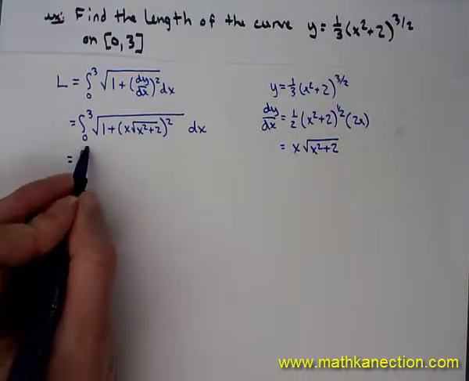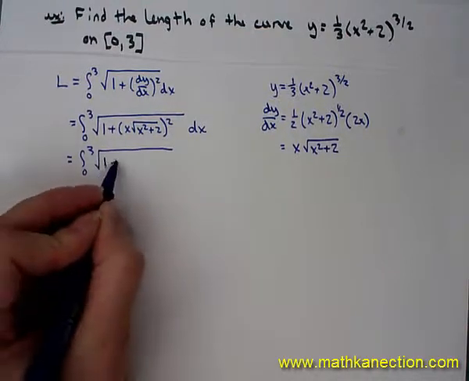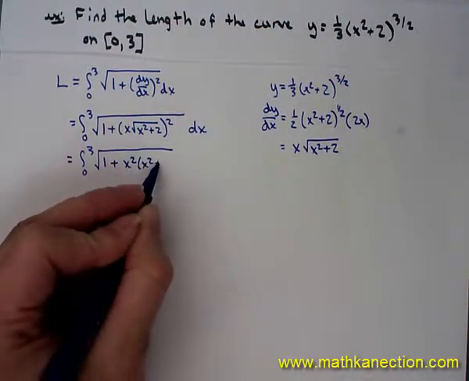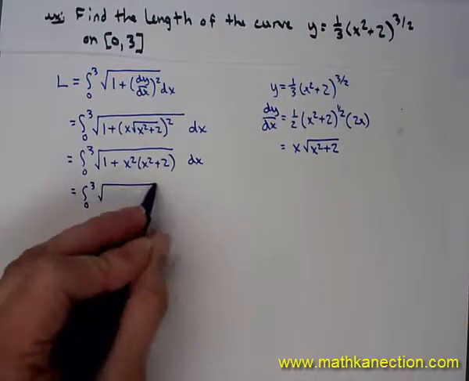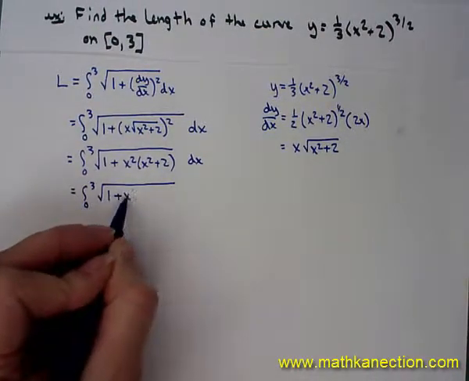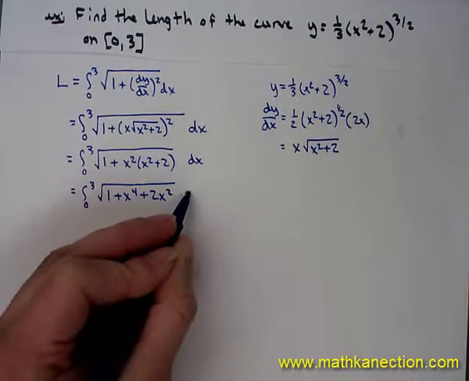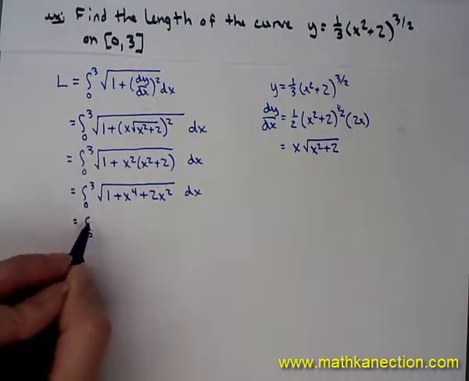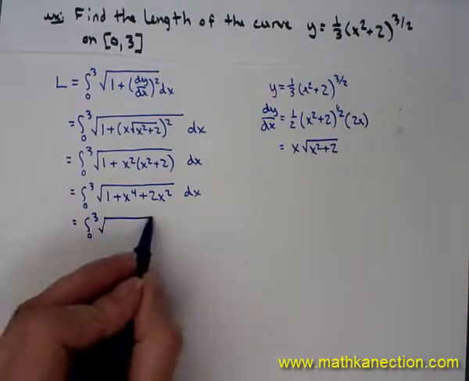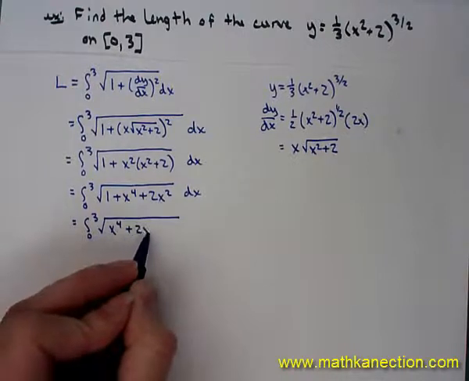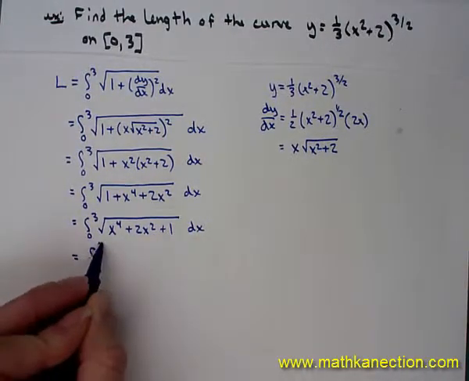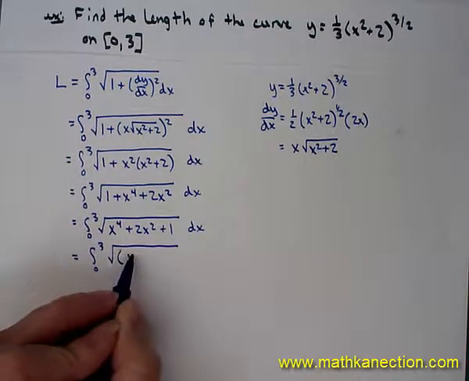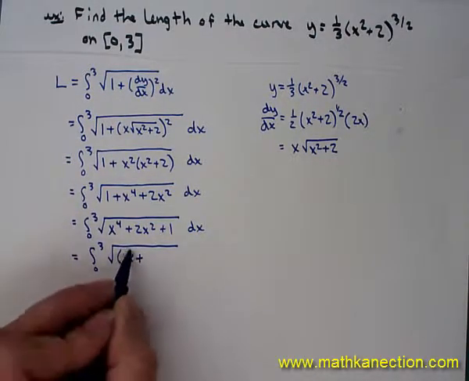Simplifying, we get the integral from 0 to 3 of the square root of 1 plus x squared times x squared plus 2, the radical canceling out. Then distributing to get 1 plus x to the 4th plus 2x squared dx. Just rewriting the problem so that we can see that we can factor, we have x to the 4th plus 2x squared plus 1 under the radical, and that can get factored as the quantity of x squared plus 1, squared.